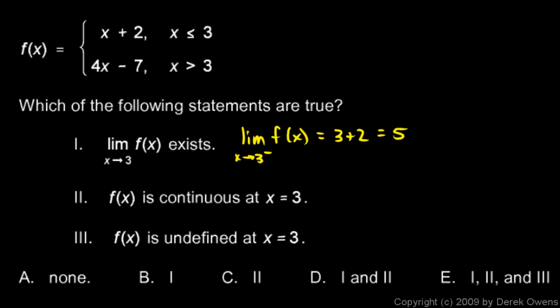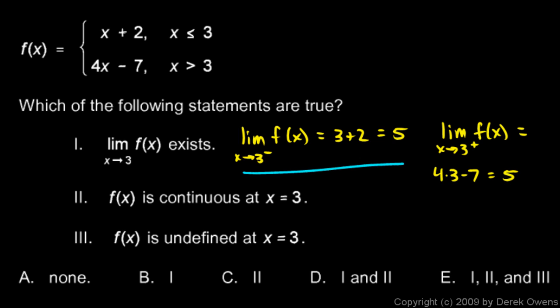And the limit as x approaches 3 from the right of f of x will be given by this expression, so it's going to be 4 times 3 minus 7, which is 12 minus 7, which is 5. So the left side limit and the right side limit both exist and are the same, so this is true. Statement number 1 is true.